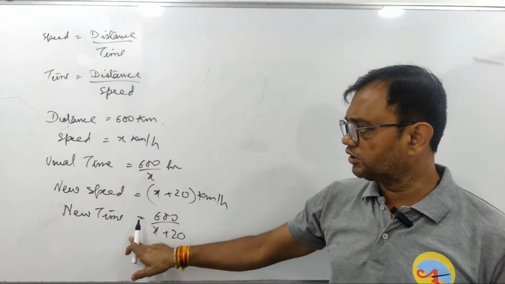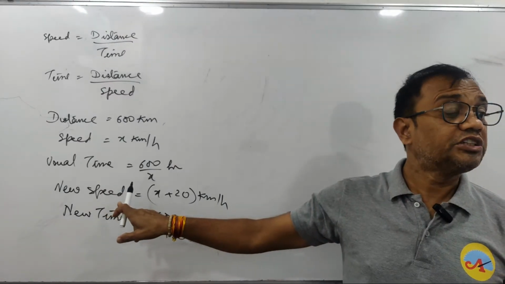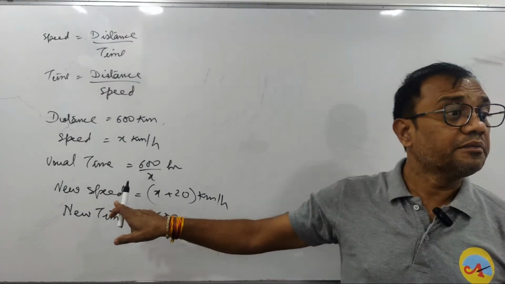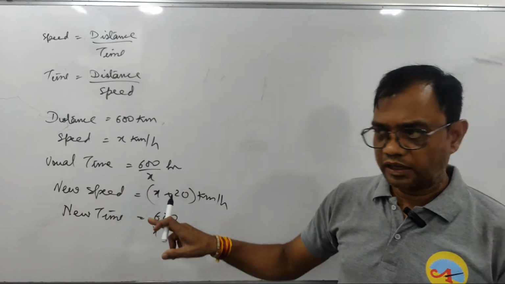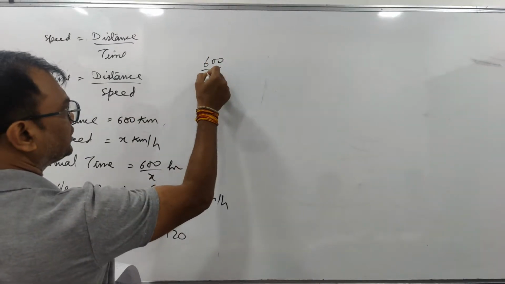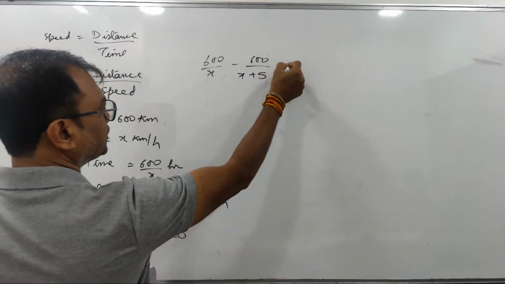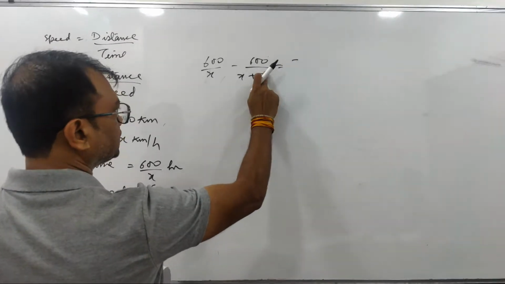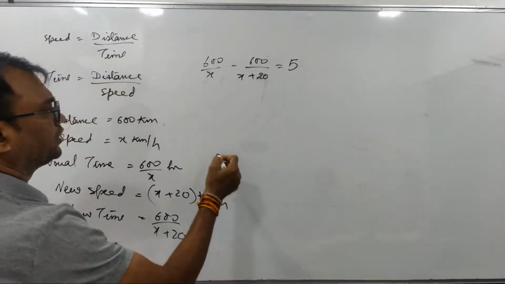So this new time is reduced. So which time is greater? Usual time or new time? Usual time. So it is always greater time minus the smaller time. So greater time minus smaller time is equal to 5 hours. So 600 upon x minus 600 upon x plus 20 is equal to 5 hours. So then you know what to do.